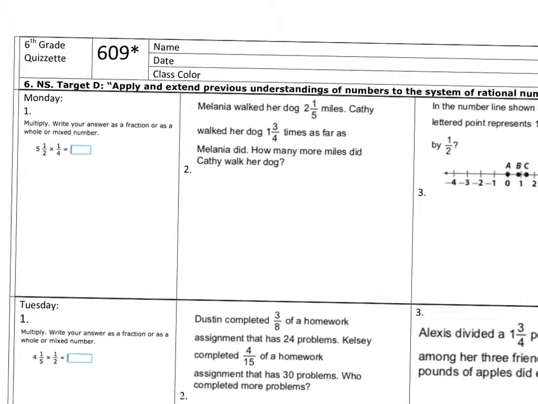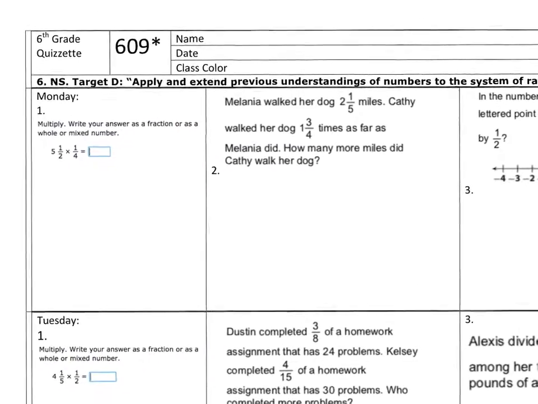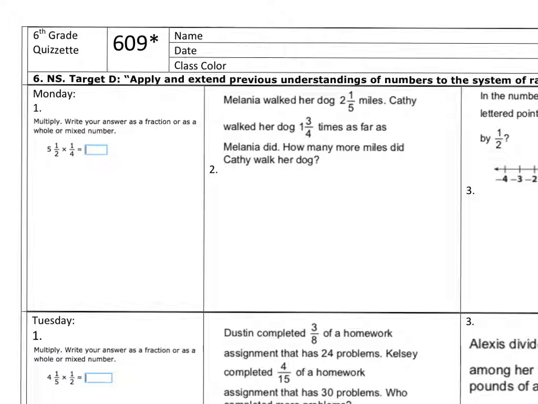Today we'll be recording a video on 609. This is for highly accelerated math. It might also be like 610 or 611 for regular 6th grade math. So Monday it says, go ahead and write your last name, comma, first name, the date, and your class color.